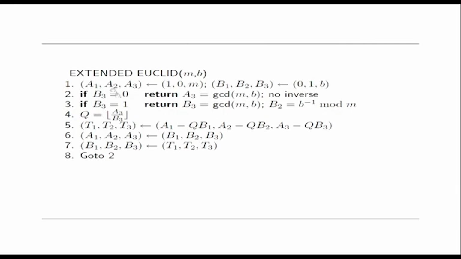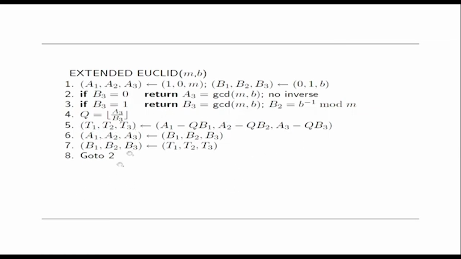Okay. In the initialization step, we take the help of some temporary variables. The Ai's we assign 1, 0, m and the Bi's we assign 0, 1, b, and we run this until B3 is either 0 or 1. If B3 is 1, that means the GCD is 1; otherwise we return no inverse. Then B2 will give us the inverse. We also have a temporary variable q, which is basically the quotient, A3 by B3, and there are also three temporary variables.